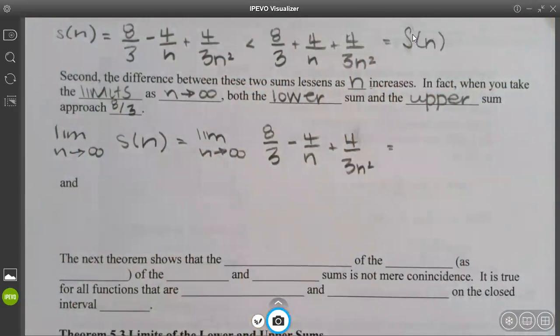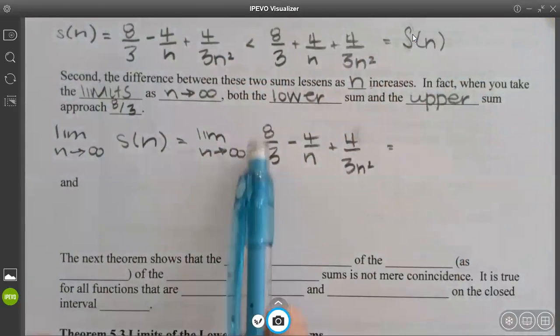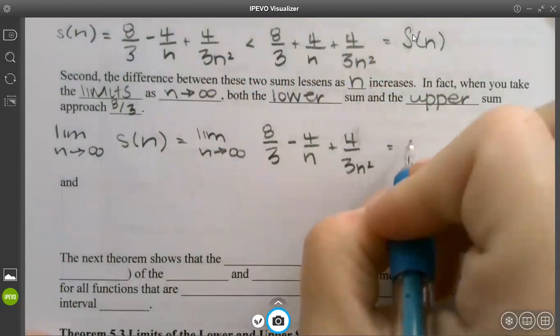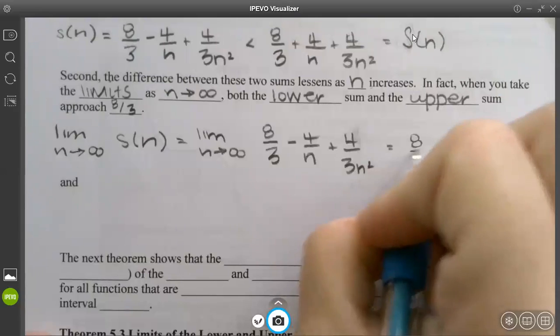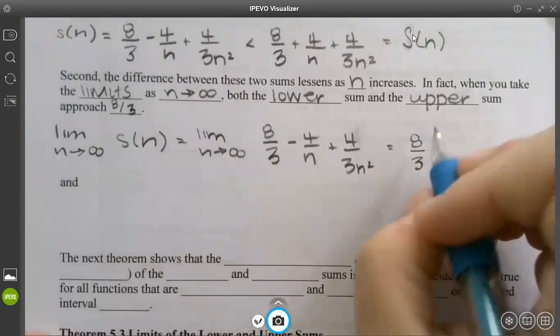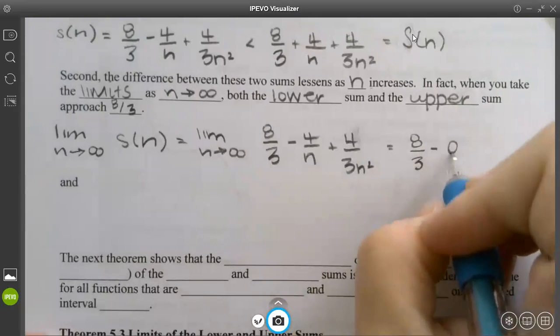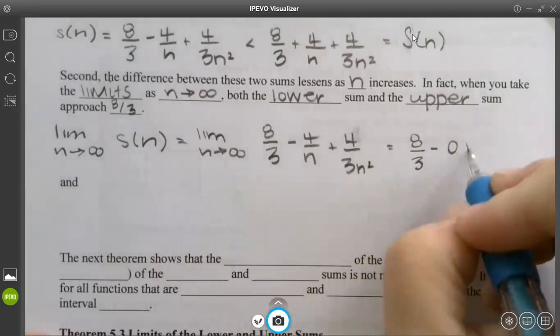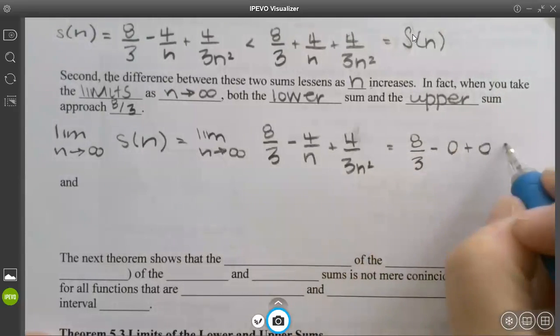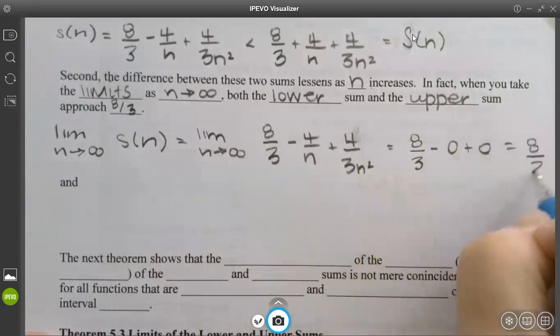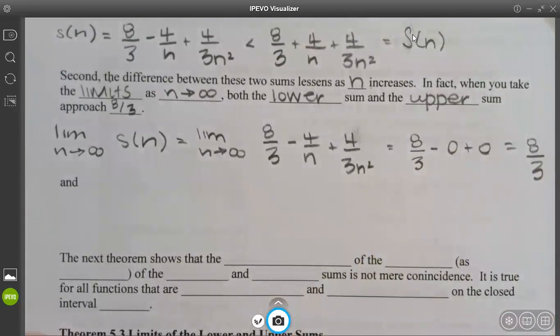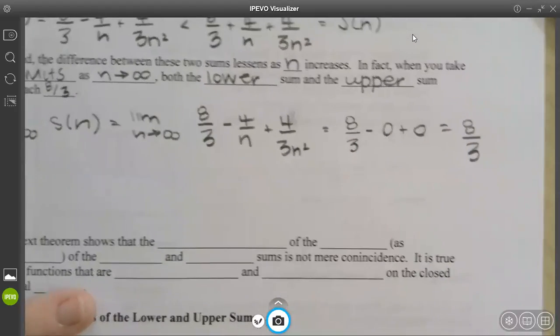And then remember, we split those up and take each limit separately. So what's the limit of 8/3? What's the limit of negative 4 over n? And the limit of 4 over 3n squared. So it goes to 8/3. This is called the lower sum limit.